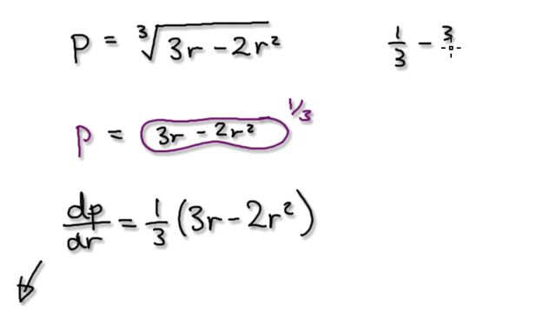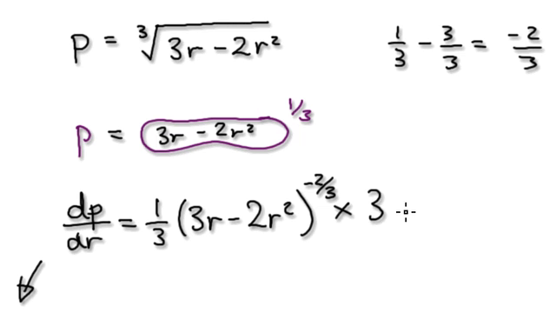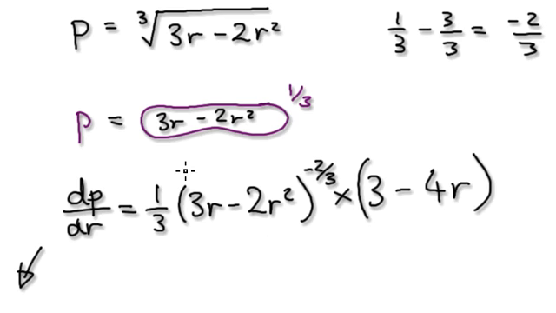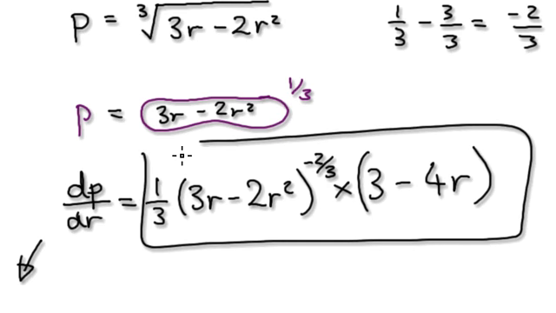Well, 1 is really 3 over 3. So that would be minus 2 over 3. And then we've got to times it with the differential of the bubble itself. So that would be, hang on, let me think. That would be 3 minus 4r. Okay, so this here would be your final answer, and you could tidy up.